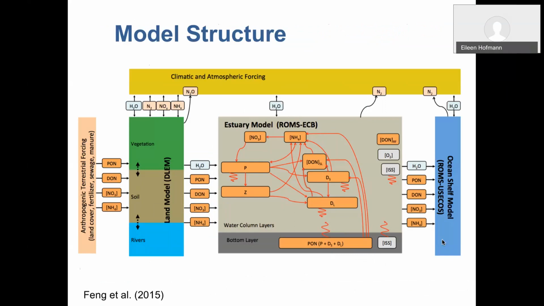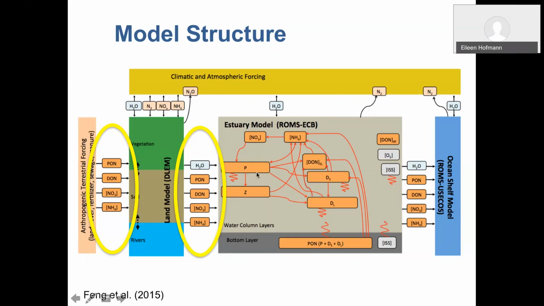All right, so if we take those various pieces and put together the U.S. ECOAST model, we have this type of structure here. The anthropogenic terrestrial forcing, the land cover, fertilizer, sewage, and all that starts here. And from that, we get fluxes of various nutrients, which then go into the land module or model here, where again, transformations take place. And then from that, there's a flux of water and various nutrients or constituents into the estuary.